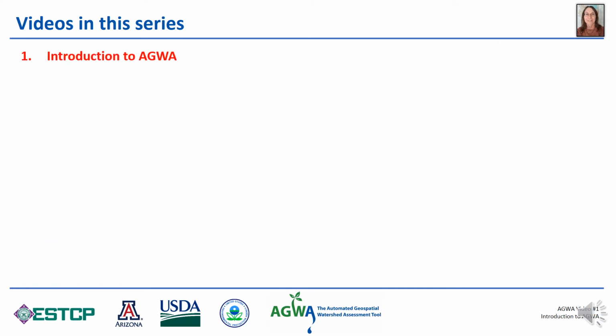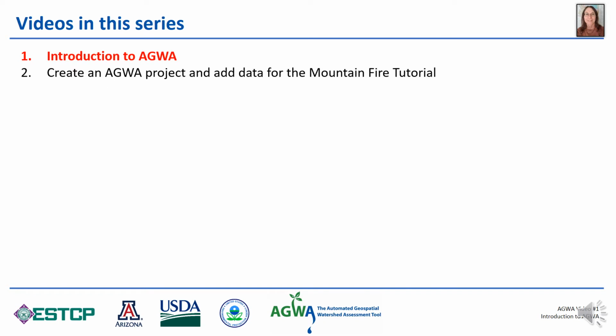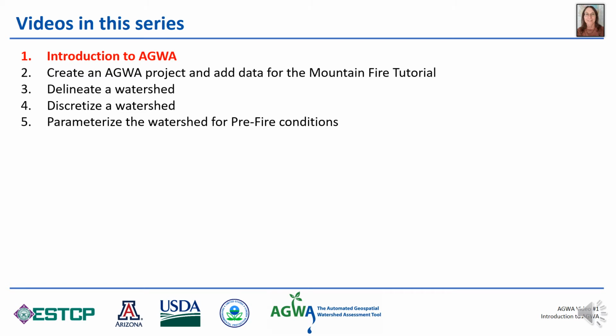This is the first video in this series, Introduction to AGWA. The next video shows how to create an AGWA project and add data using the Mountain Fire tutorial as an example, which is an actual fire that occurred near Palm Springs, California in 2013. Next, we'll demonstrate how to delineate a watershed, and then how to discretize or subdivide a watershed. Video 5 will show how to parameterize the watershed for pre-fire conditions for the Mountain Fire tutorial.